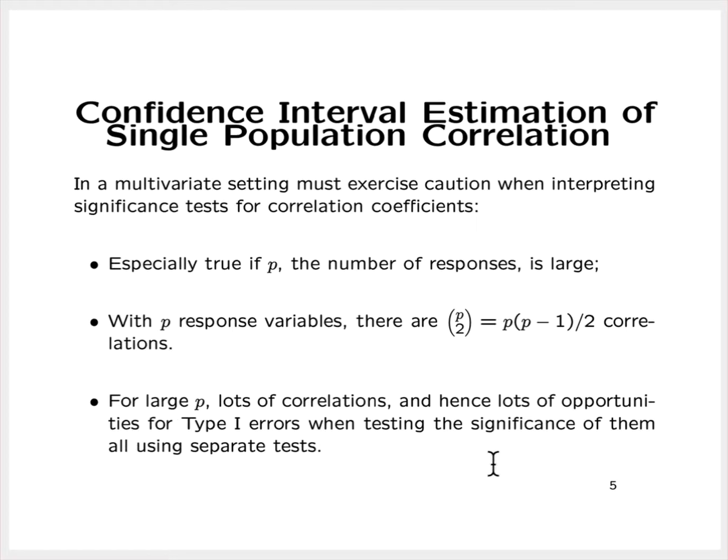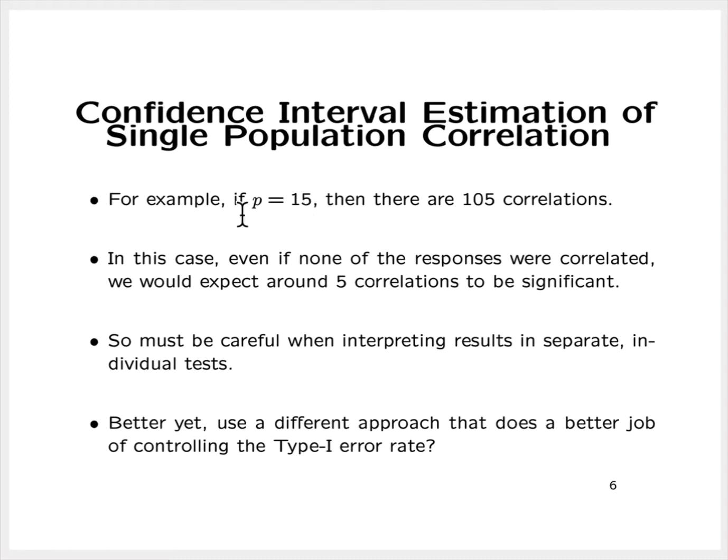And so when you have a large number of response variables, when p is large, then there are going to be lots of correlations, and therefore there are going to be lots of opportunities for type 1 errors when testing the significance of them all using separate tests. And PROC CORR in SAS, when it's testing these hypotheses about the population correlation coefficients, those are all separate individual tests. And so, for example, what if you had 15 response variables?